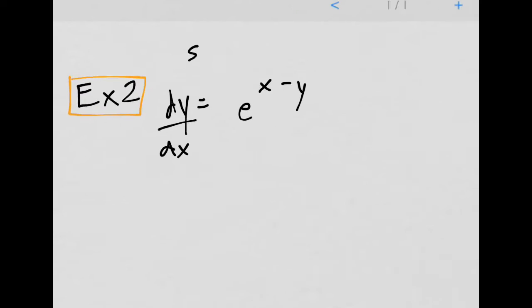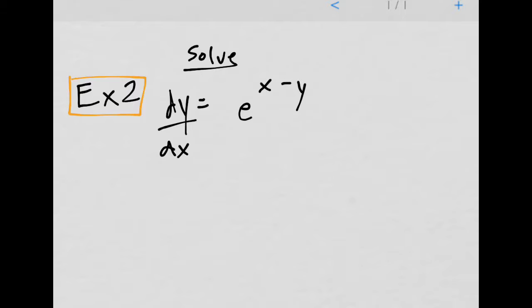If we're asked to solve this, there are no initial conditions, so we're just going to get a general solution here. What do we do first? We've got to separate the variables somehow. Now some people might be thinking, oh, I don't know how to separate the variables if it's in the exponent. Maybe I take the natural log of both sides.